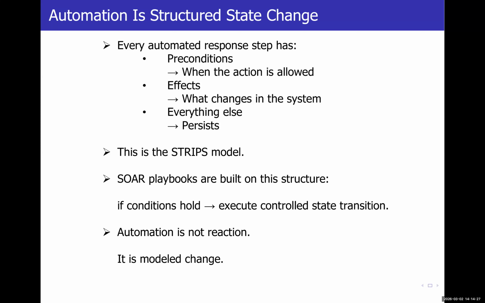So when a SOAR platform executes a playbook, it is not improvising. It is checking conditions and then applying controlled state transitions. If the conditions hold, the system moves from one well-defined state to another. And automation is not reaction in the emotional sense. It is modeled change under explicit rules.